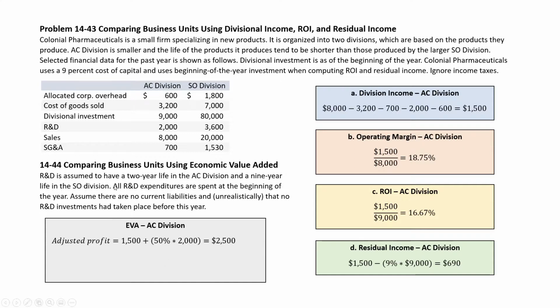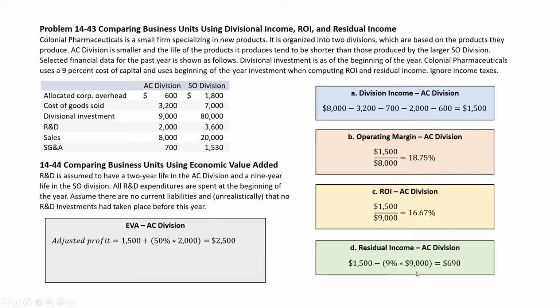Again, R&D for AC division is a 2-year life. So here you can say, you know what, I need to add back 50% of that $2,000 or $1,000 because I should have split that into 2 years. I should have expensed $1,000, which is already out of that $1,500 in year 1, and I should have saved the additional $1,000 to expense the next year. So my adjusted profit is $2,500.